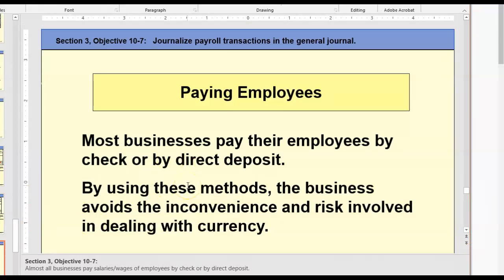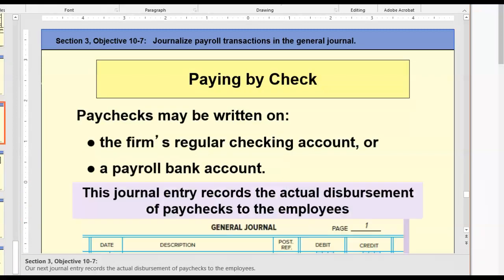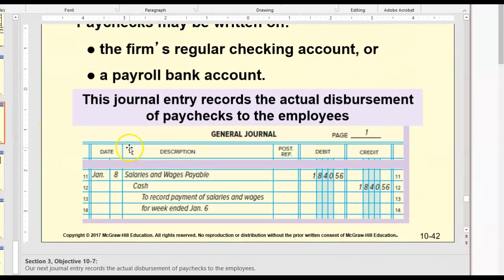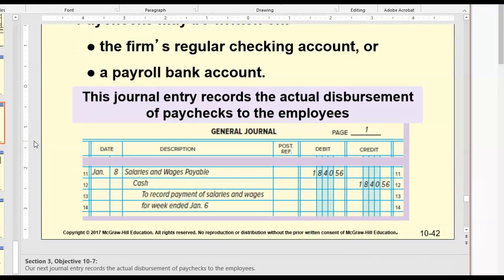Okay, paying employees, sometimes you use direct deposit or pay by check. But we need to journalize that as well. So you would take the total amount of your salaries and wages payable and the amount of cash that was paid from the bank to record salaries and wages.